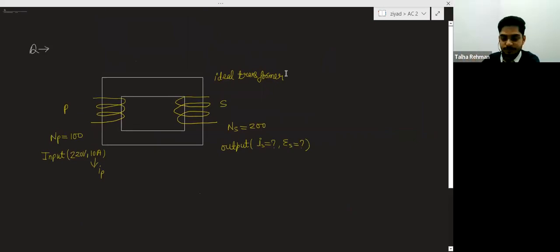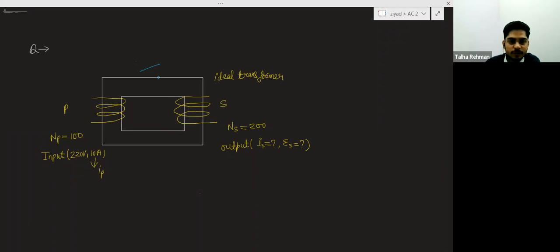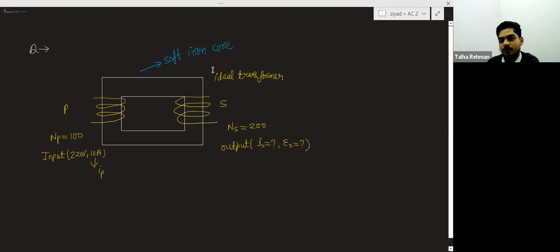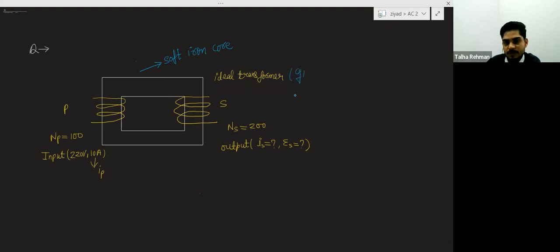This is the question. See this question. This is the primary winding, the secondary winding, and this is a soft iron core. And this is the ideal transformer. It is given in the question: ideal transformer.